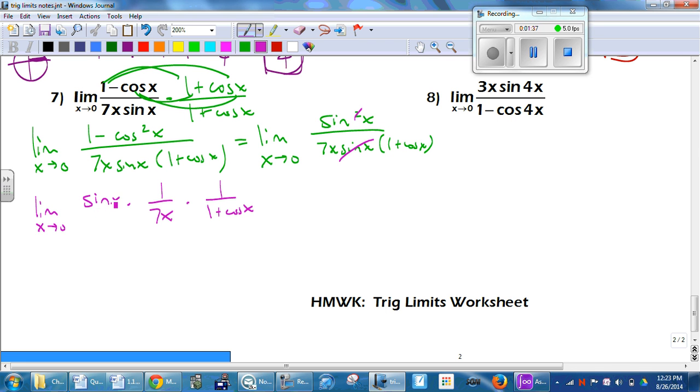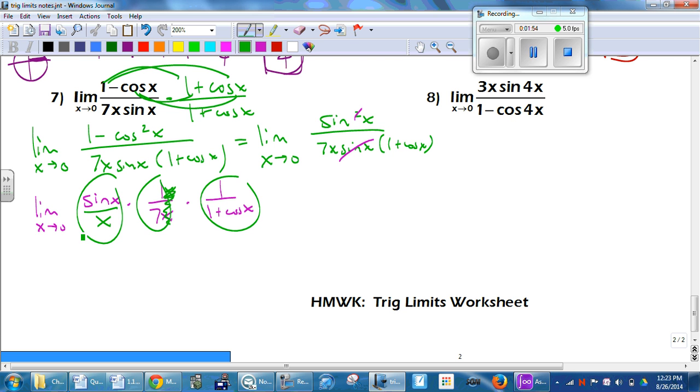But remember, we have to fix this sign. So we need an x on the bottom, which means we have to multiply by x on top. So we'll do it here, where there's a 7x on the bottom. And those x's are going to cancel out now. So we have 3 parts here.